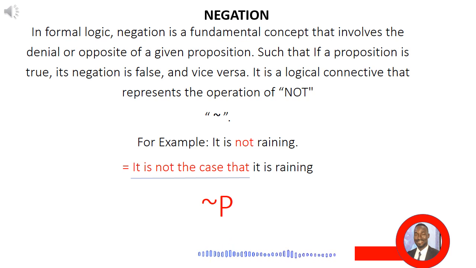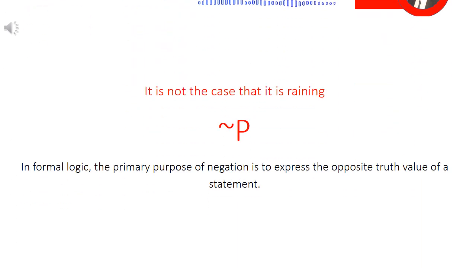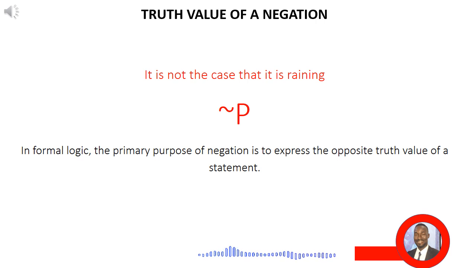For example, the statement, it is not raining, is a clear negation of the proposition, it is raining. And if we put this in logical statements, it becomes it is not the case that it is raining. If we replace our it is not the case that with its logical symbol, which is a tilde, and the proposition it is raining with the variable P, it becomes tilde P. In formal logic, the primary purpose of a negation is to express the opposite value of a statement.